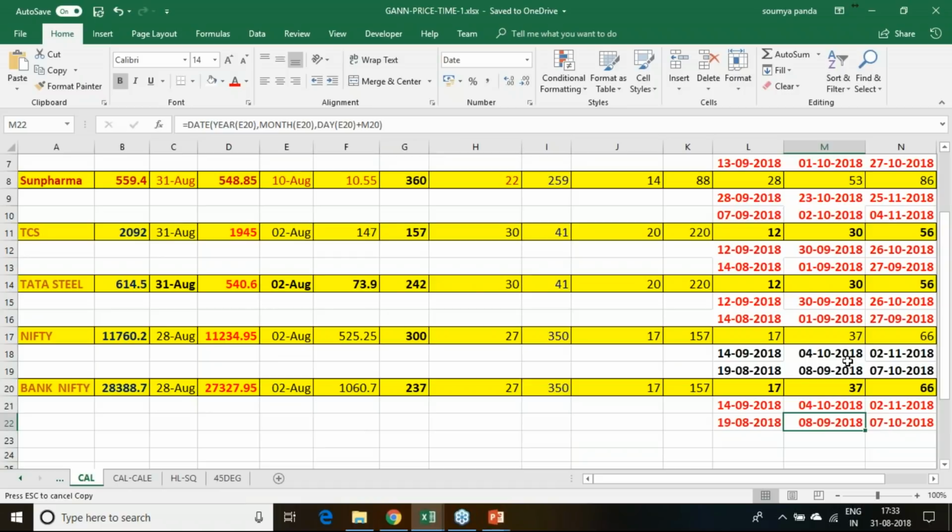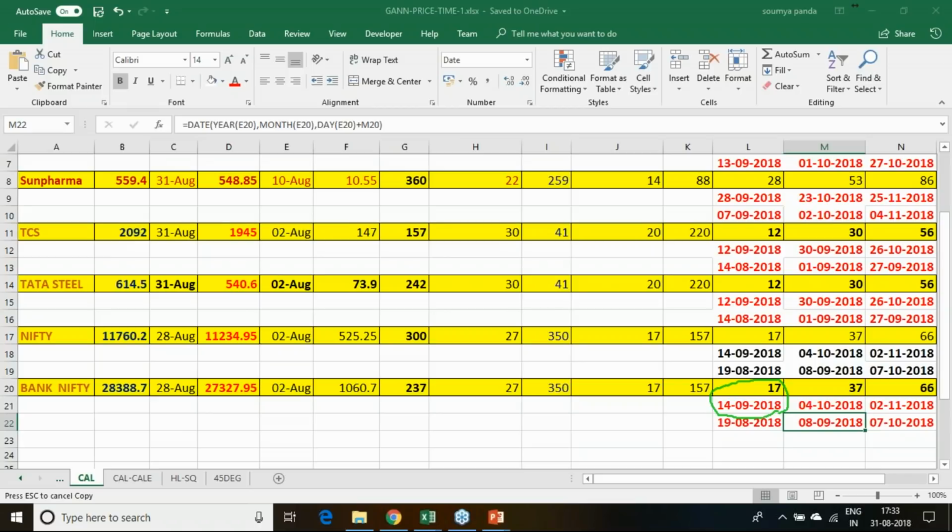And also the final and most important part of this particular time analysis is the day that we calculate. If it is a holiday or a non-trading day, then the previous trading day or the next trading day will see the impact of the trend change.